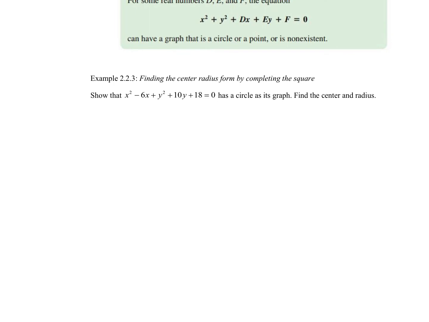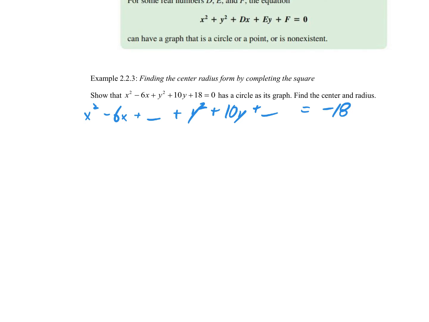And we've got x^2 - 6x, and I'm going to leave a blank here, plus y^2 + 10y plus another blank. And we're going to go ahead and say that equals -18. So I'm starting by moving this last term over.